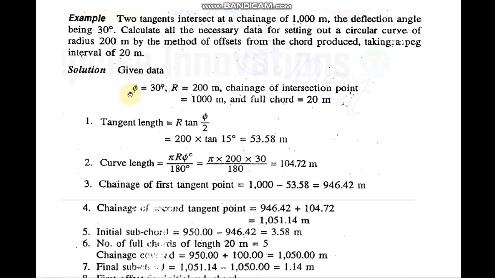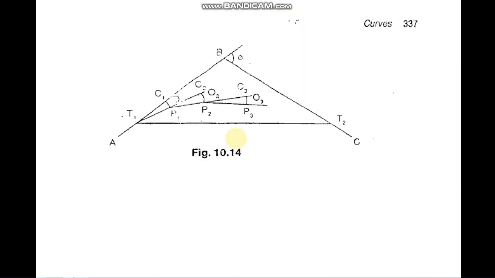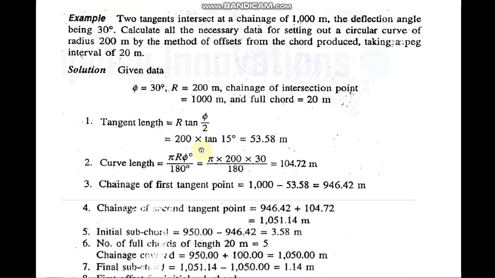Okay, so in the solution, the first step is the given data. They have written the given data: phi 30 degrees, radius 200 meter, chainage of intersection point, or say B point, is 1000 meter, and the full chord length is 20 meter. So the first formula, tangent length, is R tan phi by 2. We have R, we have phi, and we have calculated the length. Next is curve length. The curve length formula is pi R phi upon 180. We have pi, we have radius, we have phi, and the answer is 104.72.